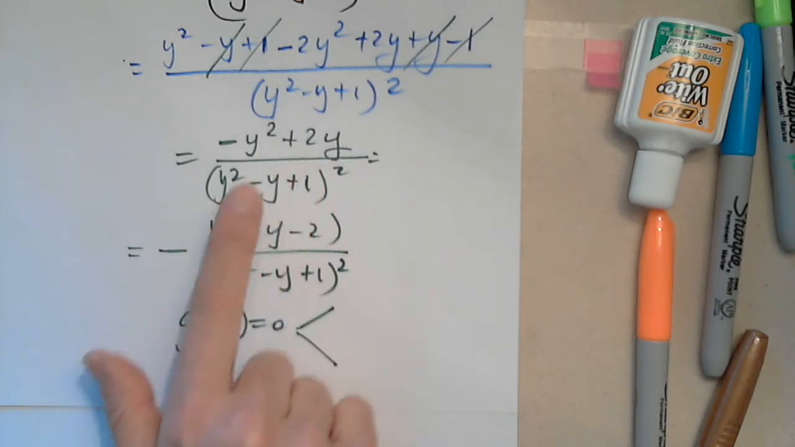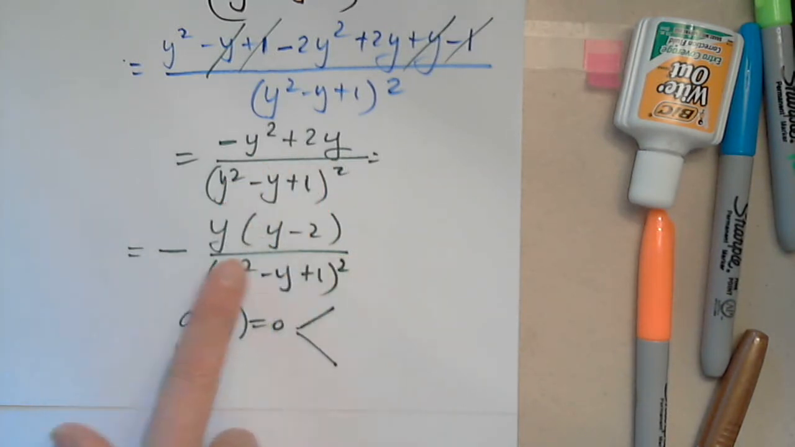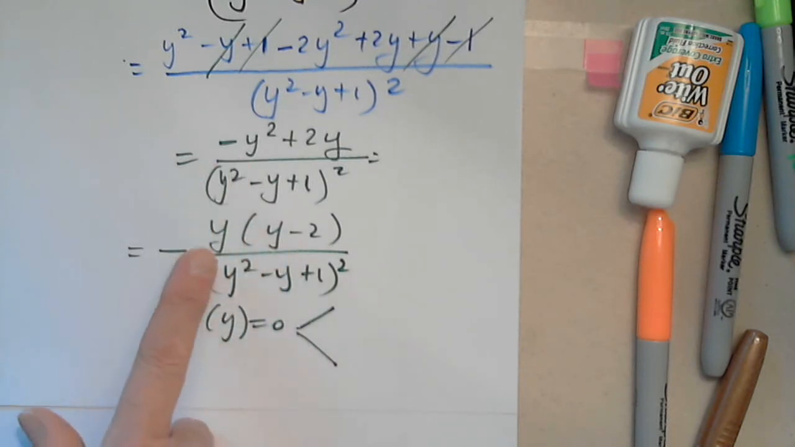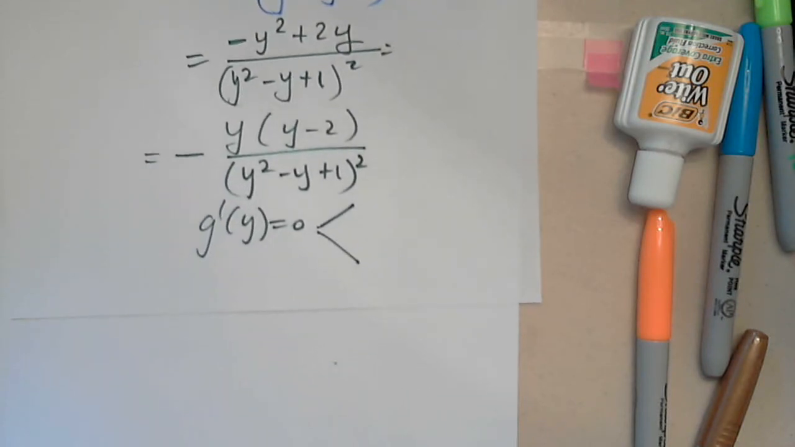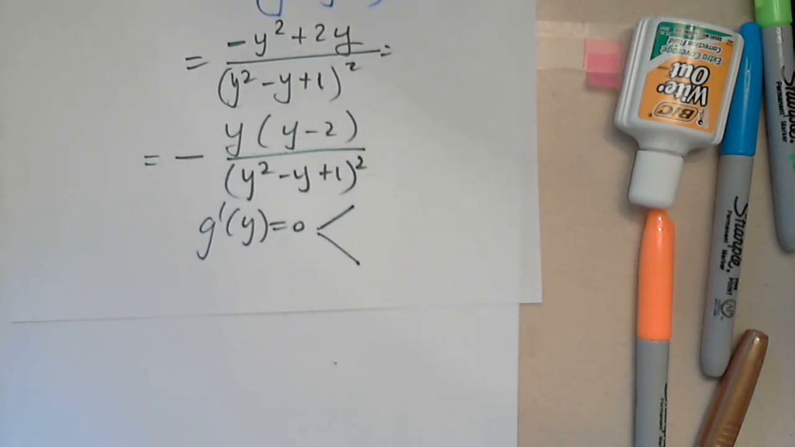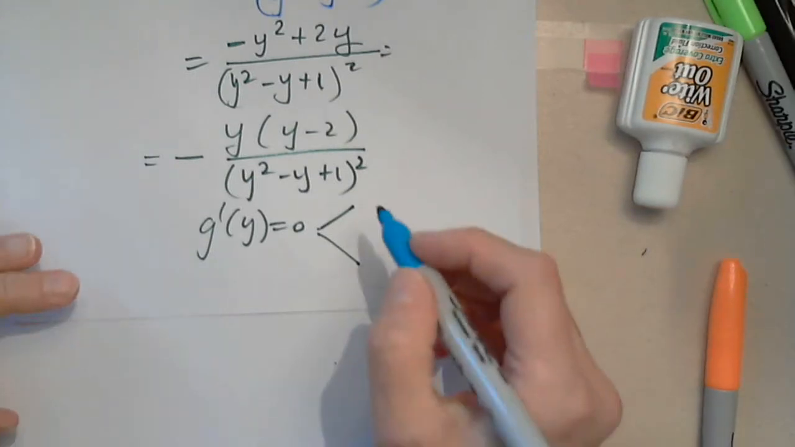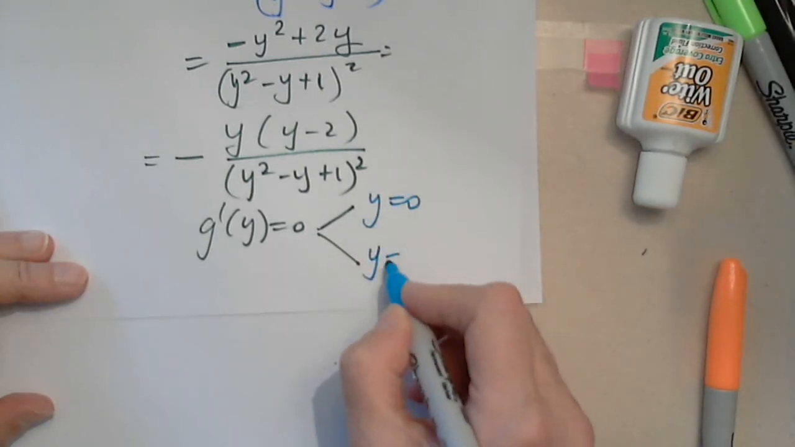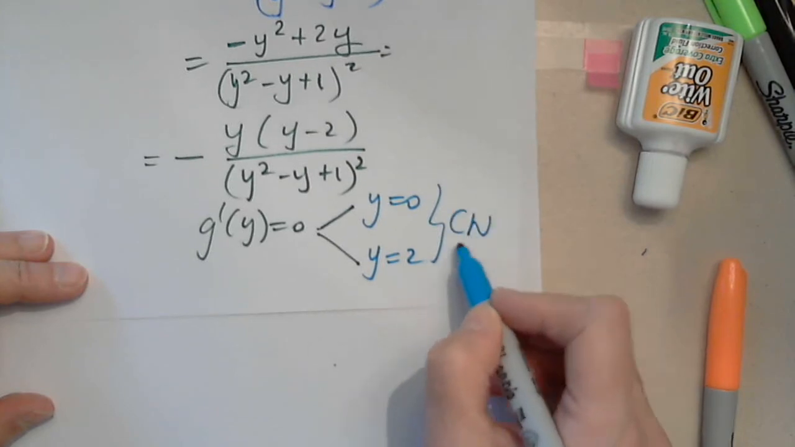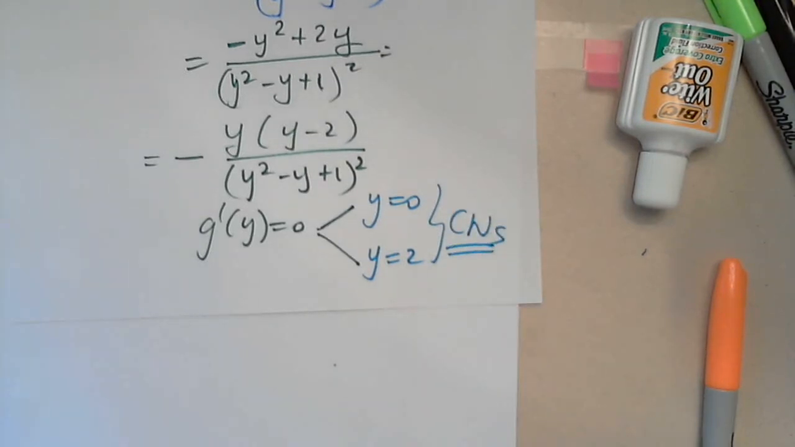So I factored out negative y, and I got y minus 2. Negative y times y is this, negative y times negative 2 is that. Can you follow, everyone? Anything? Please stop me if you have questions. Anyone? Okay. So obviously we have y equals 0 and y equals 2. And these are the critical numbers of the function.